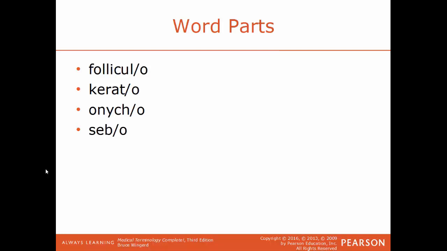Folliculo is a reference to a follicle, such as what you'll find with a strand of hair. Kerato is a reference to a very hard, tough tissue. The skin becomes keratinized, that's why it's become so tough and so waterproof. The next one, onycho, is a reference to the nail, either the toenails or the fingernails. It could mean either or. And the last one, seb or sebo, is a reference to oil. Now, your sebaceous glands are glands that produce the oil that makes your hair oily.